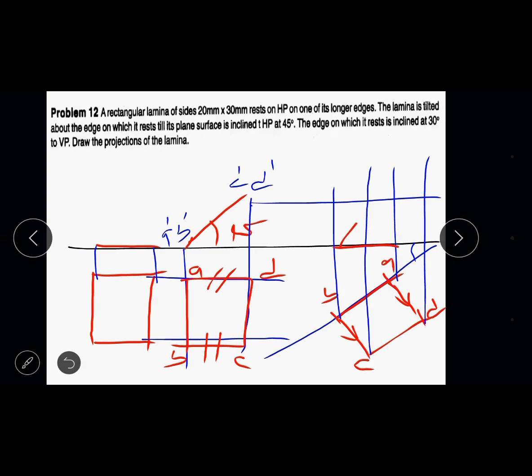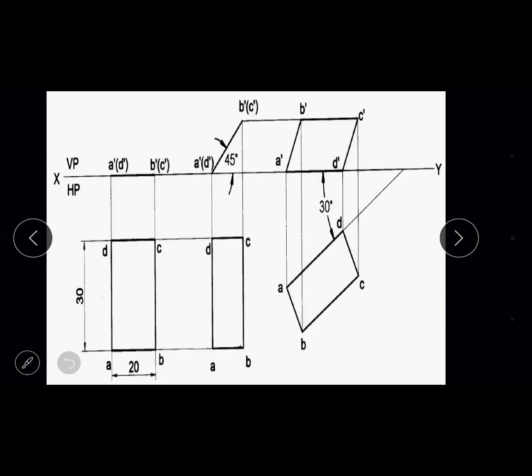Then you'll get C over here, and then you'll get D over here. So this is a final view. So I'll just make it clear in the next figure. In the next slide I'll just show you the computer figure, so you can see the computer figure drawing here.